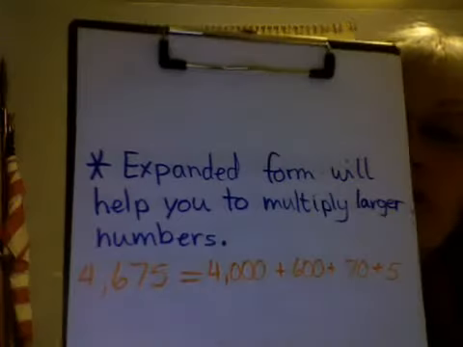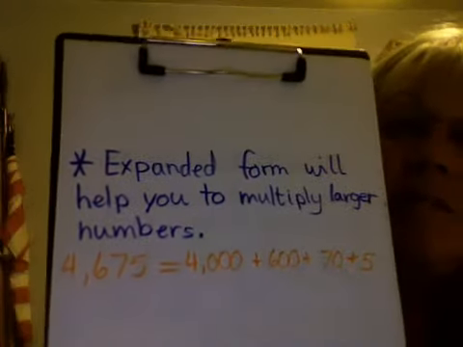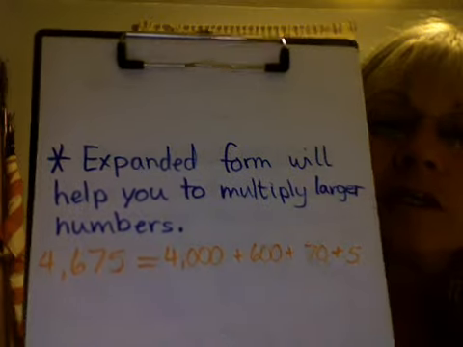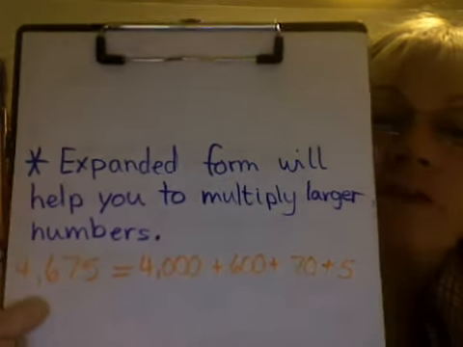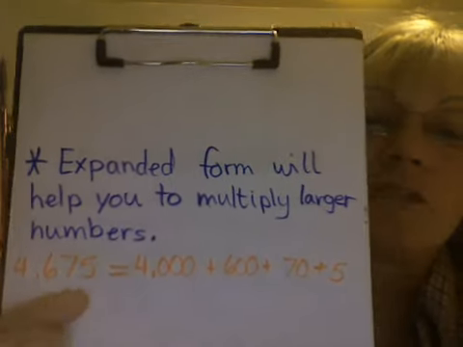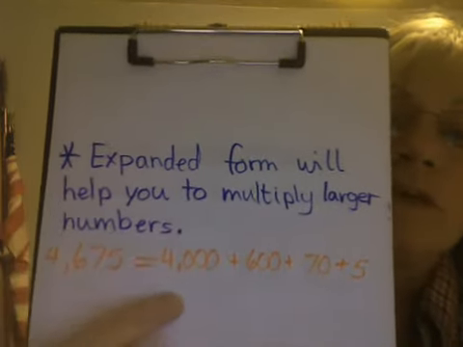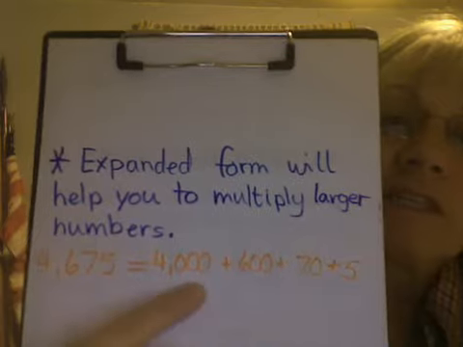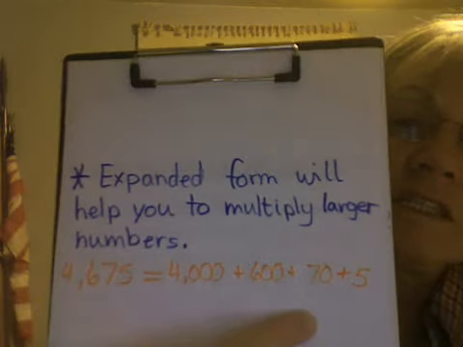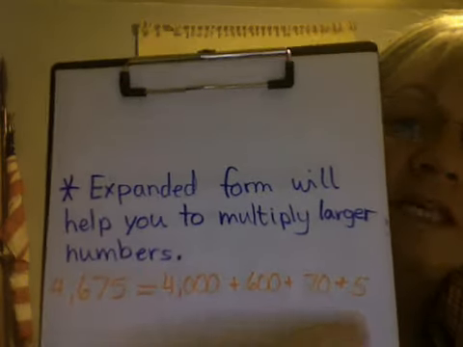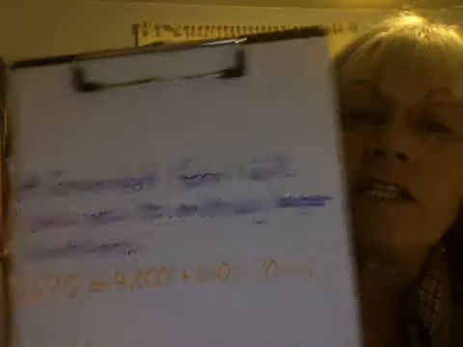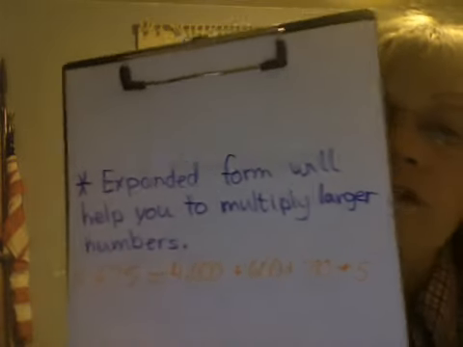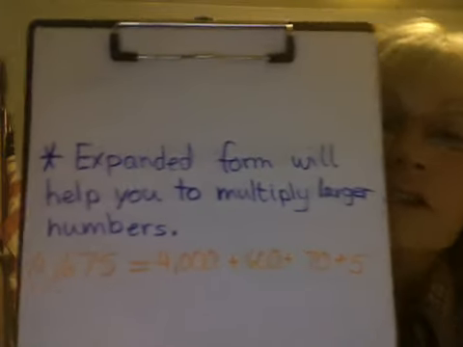And last is a little trick, something you might not realize, but we'll be using expanded form to help us multiply larger numbers. This is an example of the expanded form for 4,675. We take it apart into all its different places: the thousands, the hundreds, the tens, and the ones. And we can multiply each separate part and then add all the results together to get the answer.